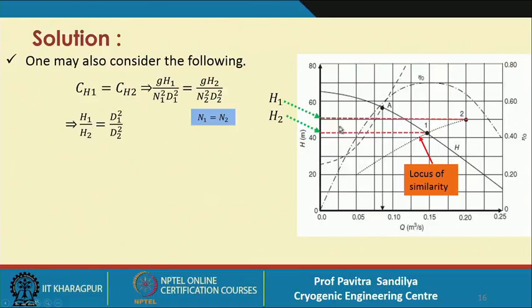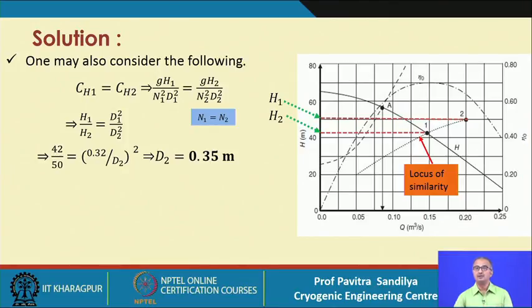Once we read the H values from this graph, and we know the value of D1, again we find the value of D2, and D2 comes out the same as the one we just obtained by equalizing the CQ. So, I have just demonstrated that both ways one can find the impeller diameter of the other pump. Any one of them will suffice.